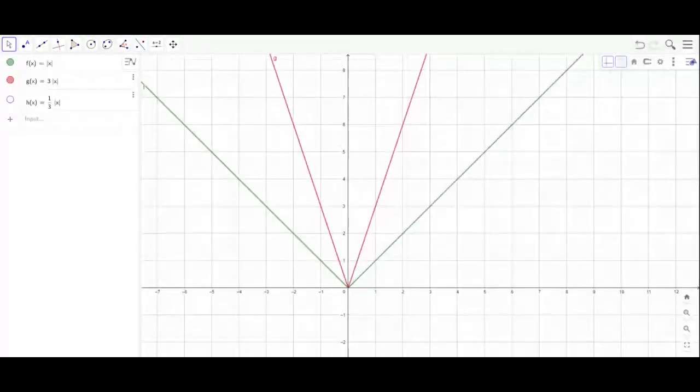Okay, is that better? I think it's supposed to be working now, hopefully.